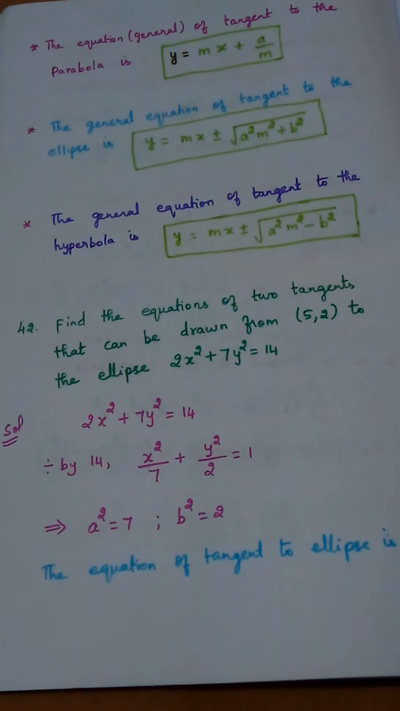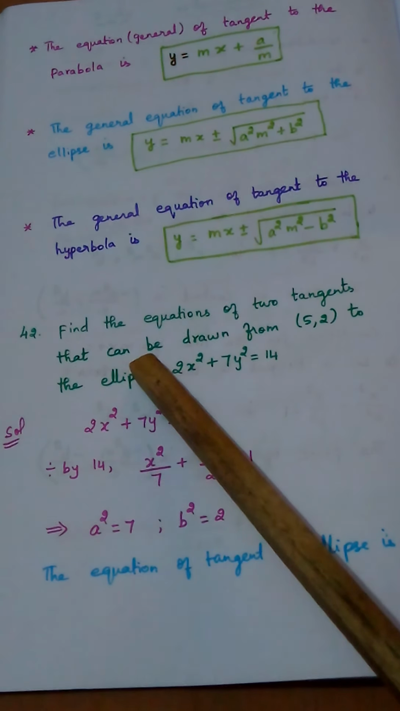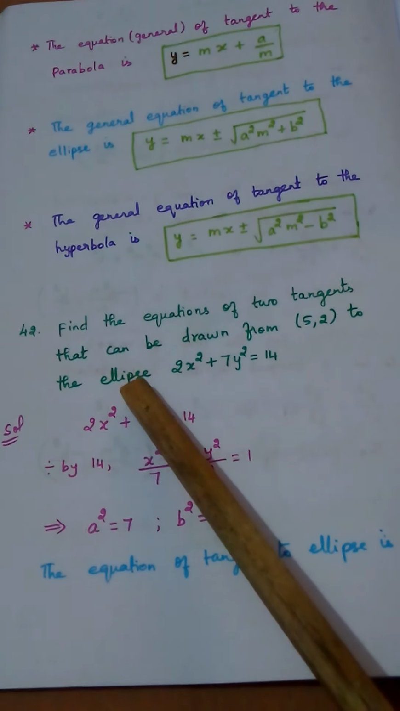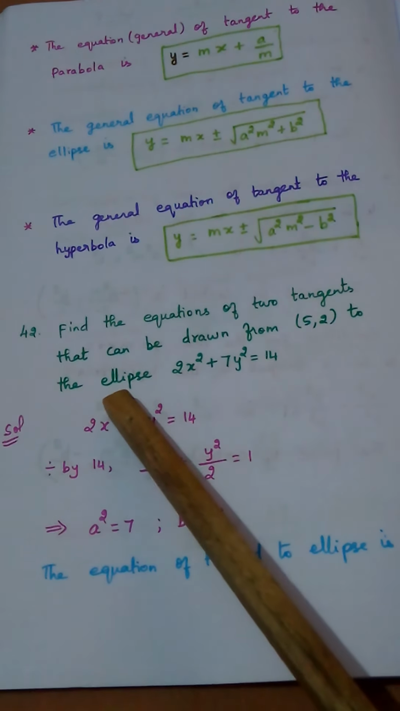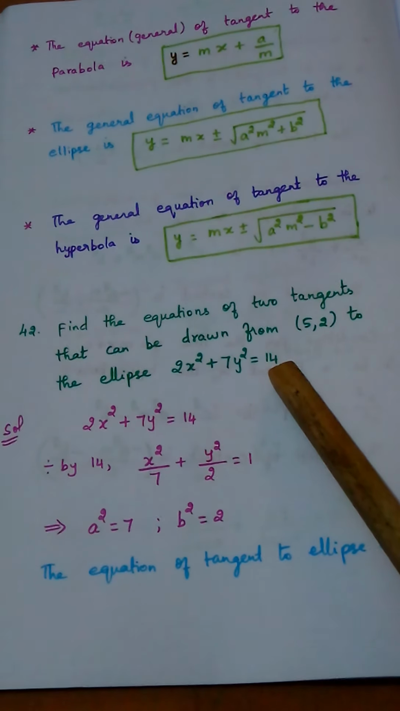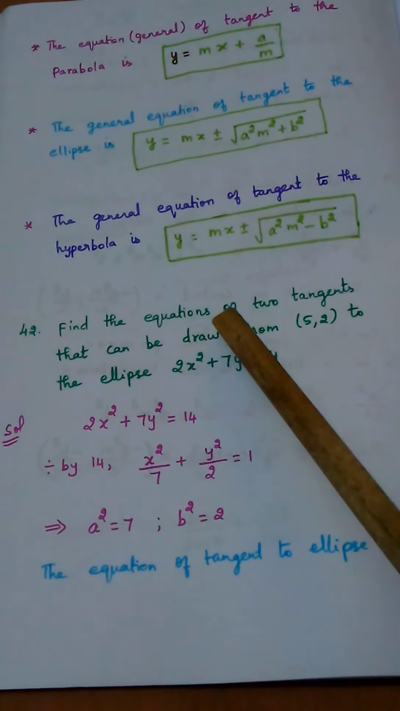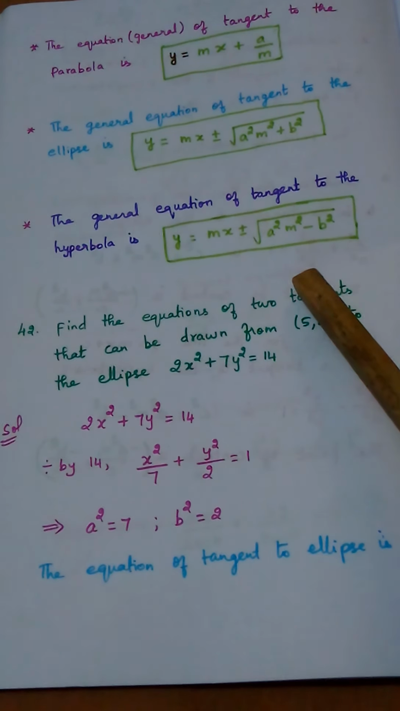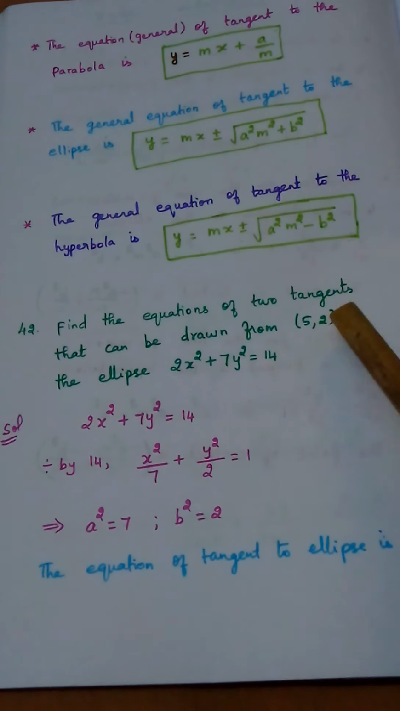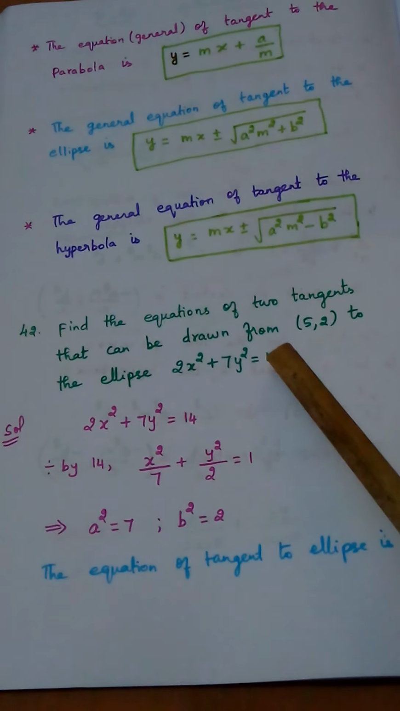Problem number 42. Find the equations of two tangents that can be drawn from the point (5, 2) to the ellipse 2x² + 7y² = 14. Again, children, what is the question? Find the equations of two tangents drawn from this point (5, 2) to the ellipse. This is the ellipse.